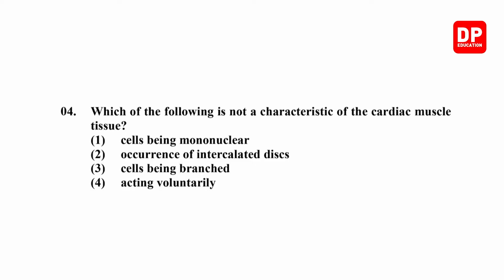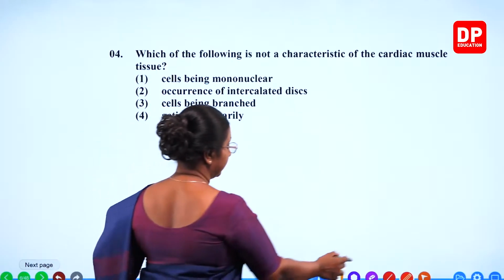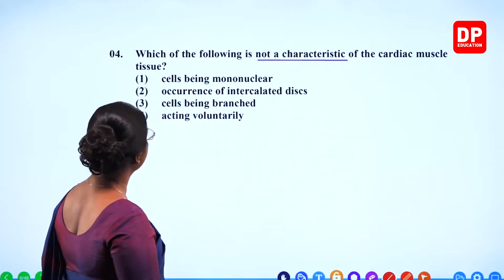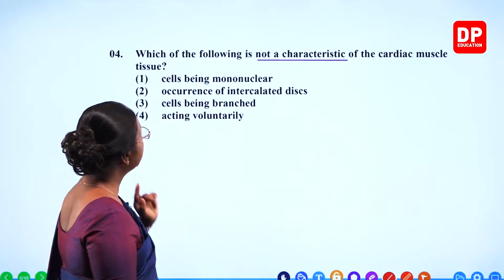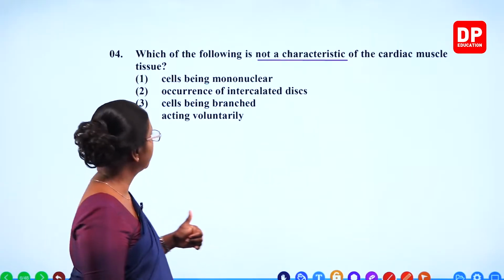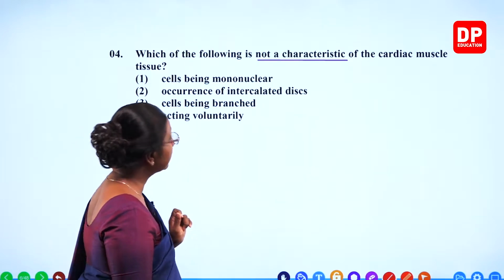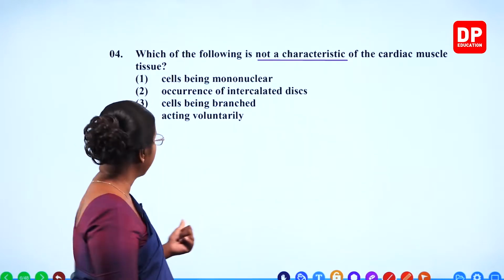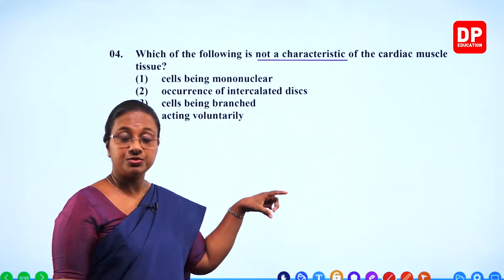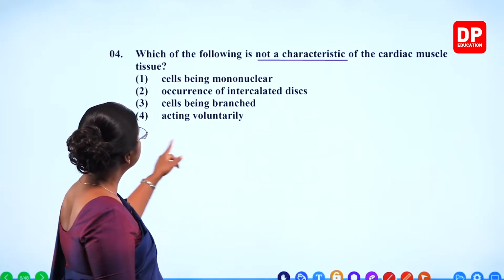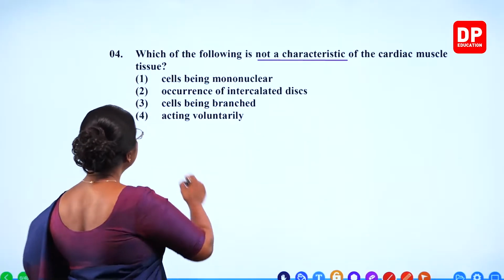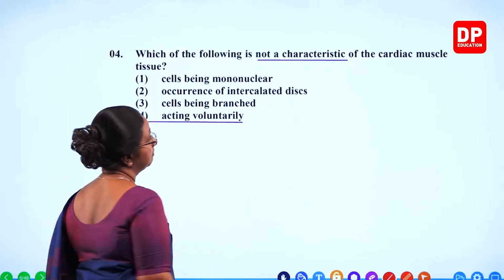Now, which of the following is not a characteristic of the cardiac muscle tissue? Cells being mononuclear. That is correct, no? Just one nucleus, mononucleate. Occurrence of intercalated disc, yes, we saw that. And cells being branched, that is also correct. You saw the cells being branched. And they are acting voluntarily, that is not correct. These are involuntarily acting muscles.